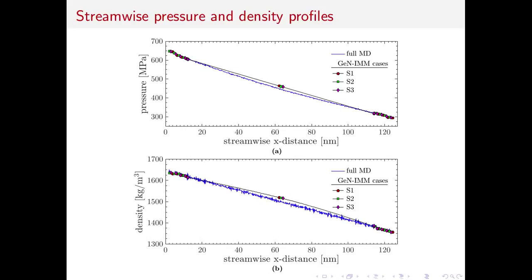So finally, I'd like to further demonstrate the accuracy of our method by looking at some profiles. Firstly, streamwise profiles for pressure and density, and you can see that in the reservoirs the GenIMM solution is very accurate compared to the full MD solution. In the channel it's not quite as accurate, and this is because the GenIMM solution assumes a linear pressure drop along the channel, and this clearly isn't quite the case for the full MD, but it's near enough that the GenIMM gives a good approximation and it doesn't affect the accuracy of the results at any of the boundaries.